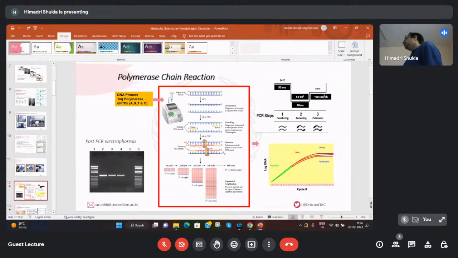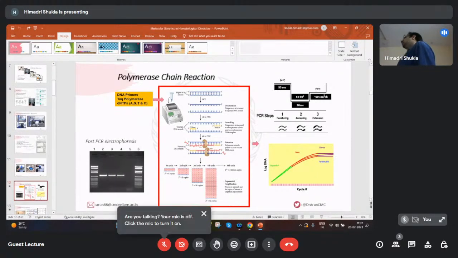Your RNA polymerase is extremely labile. Even if you change the temperature by 1 or 2 degrees, it starts degrading. So that is why, even if you have to do a test based on RNA, we convert it into cDNA, and then because it's DNA now, we can use the same DNA polymerase and do the PCR. And you get 2 power n amplification with each and every cycle.